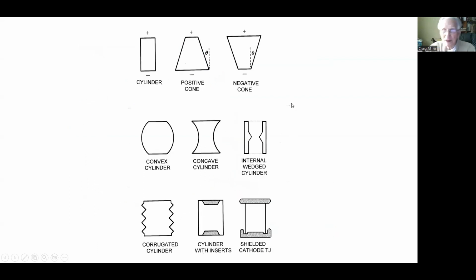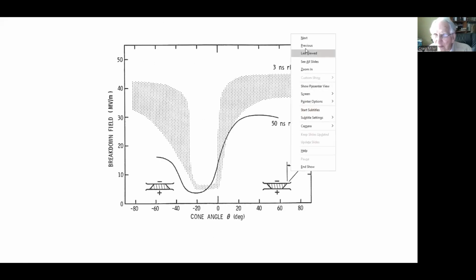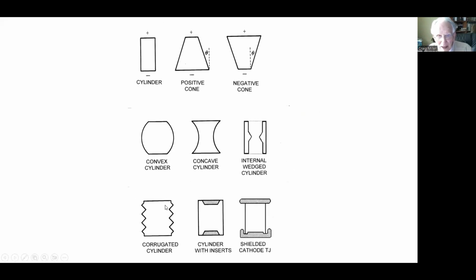As I mentioned, one of the critical things in insulator design is its geometry. The most common design is a cylinder. Also common are positive and negative cones. Here are some other designs. These are corrugated. It turns out it can be very useful to insert electrodes into the ends of the insulator to improve the flashover voltage, or to design the electrodes to shield the ends of the insulator.